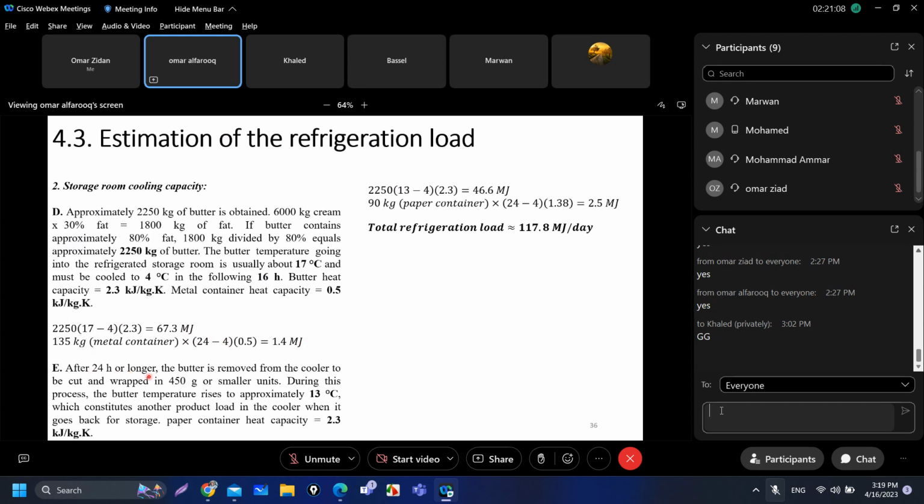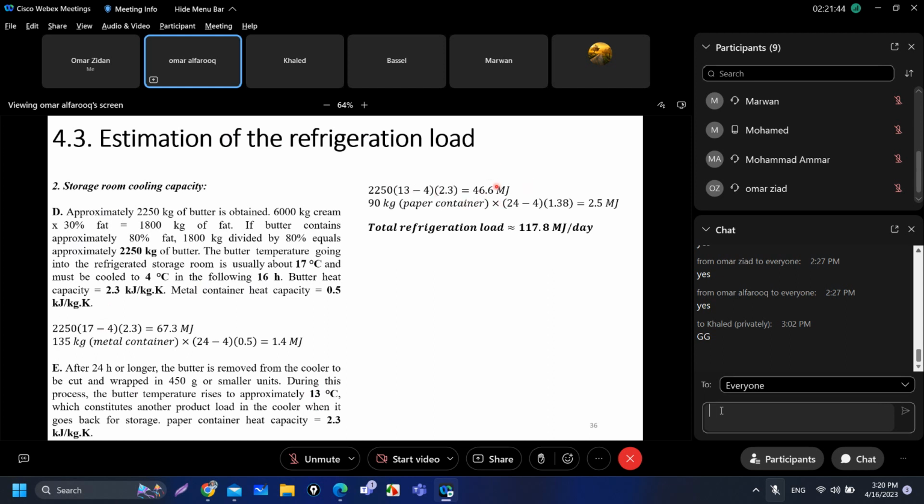Then after 24 hours, the butter is removed from the cooler to cut it and wrap it in the paper or aluminum container you see when you buy butter. During this process, the butter temperature rises to approximately 13 degrees Celsius, which constitutes another product load when it goes back for refrigeration. Because the temperature rose to 13, we need to bring it back to 4, so we have 13 minus 4. This is an additional refrigeration load.